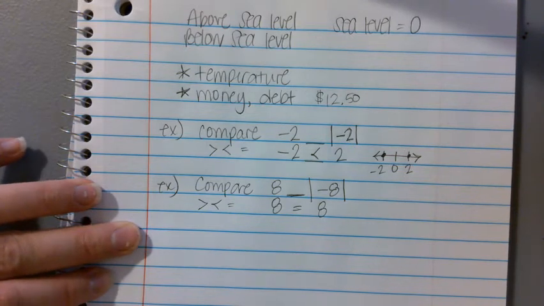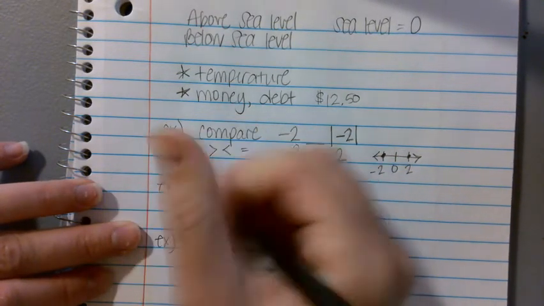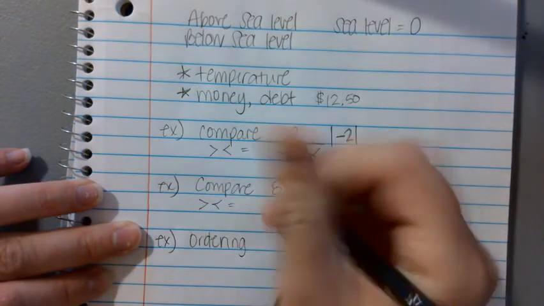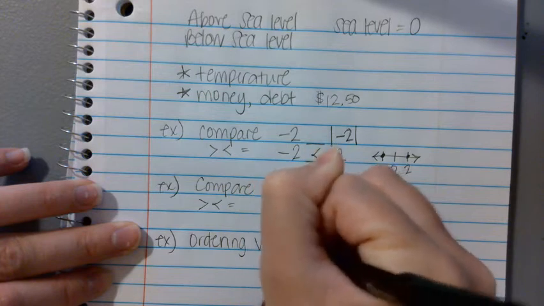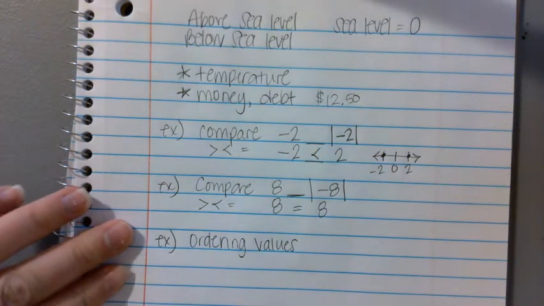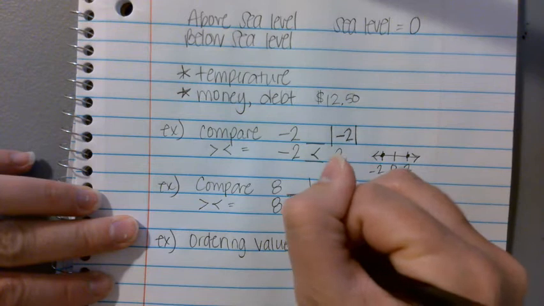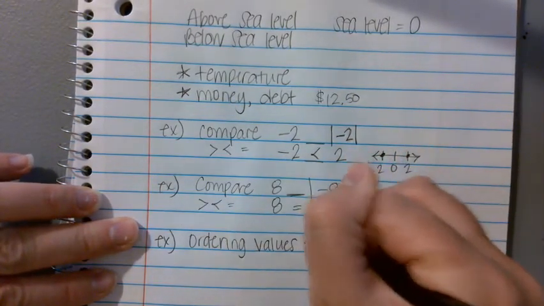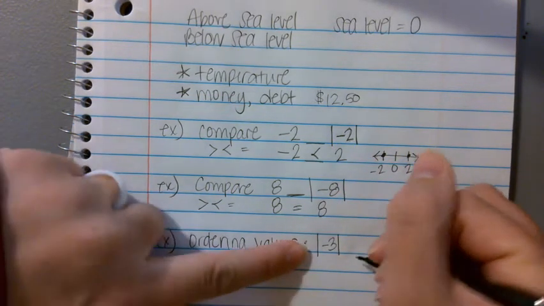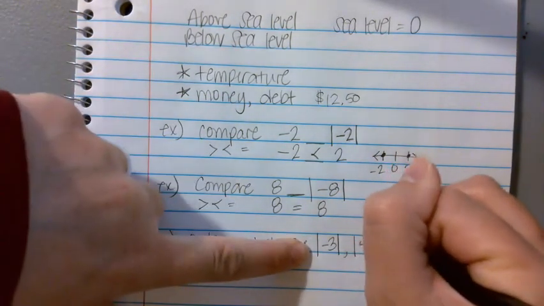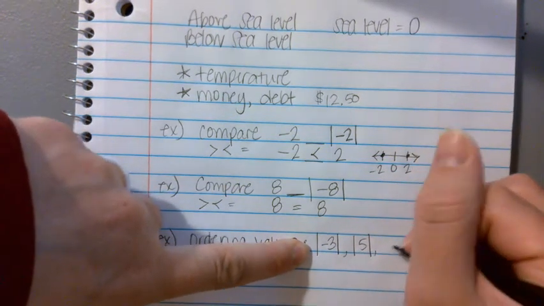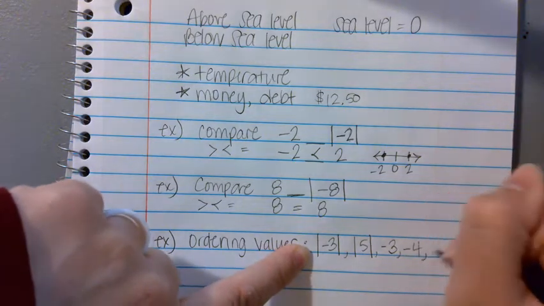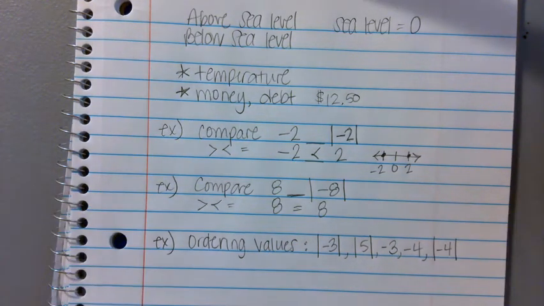Now, let's practice ordering values based on absolute values, which could include integers. So I'm going to order a certain set of numbers in order from least to greatest. And I'm going to start with the absolute value of -3, the absolute value of 5, the integer -3, -4, and then the absolute value of -4.